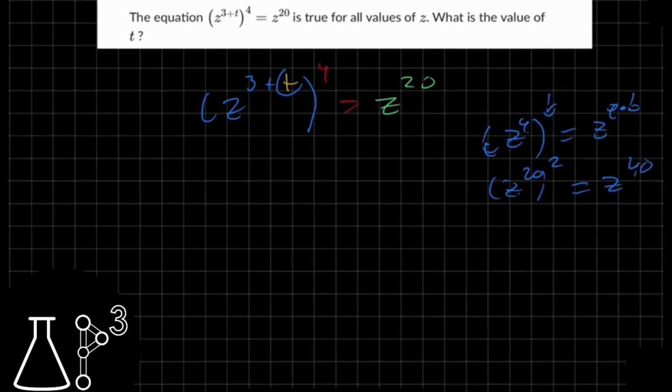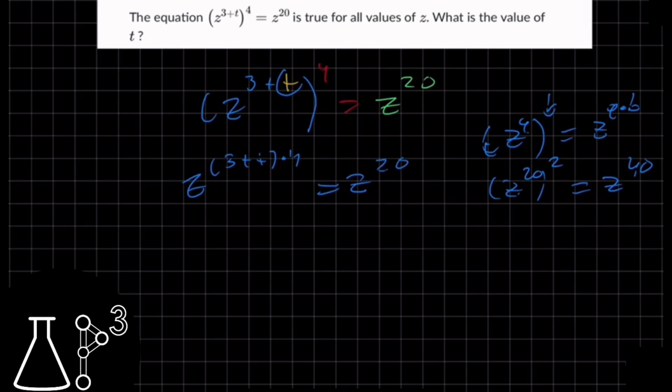So now that we know how to multiply exponents, or what to do when we have an exponent inside the parentheses and outside of the parentheses, we just need to figure out a value that when we add t to 3, we multiply it by 4 to get z over 20. So we can rewrite it as z to the power of (3 plus t) multiplied by 4 equals z over 20.